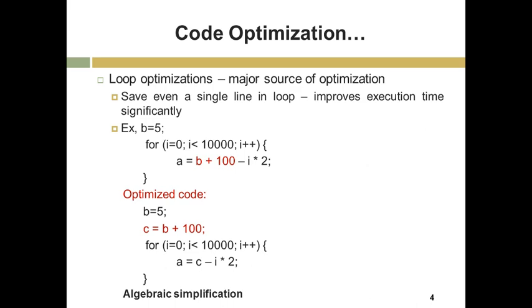So the optimized code will consist of b equal to 5, then c equals to b plus 100, which is evaluated to 105 only once, and inside the loop b plus 100 is replaced by the variable c. So this is also an example of code motion in code optimization. This statement will be executed only once instead of 10,000 times. So this will save the execution time. This is also an example of algebraic simplification.